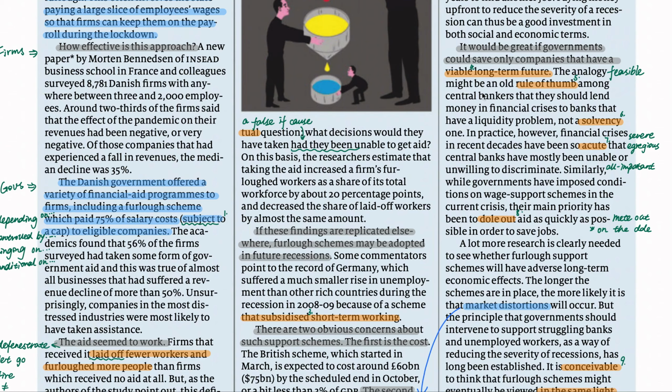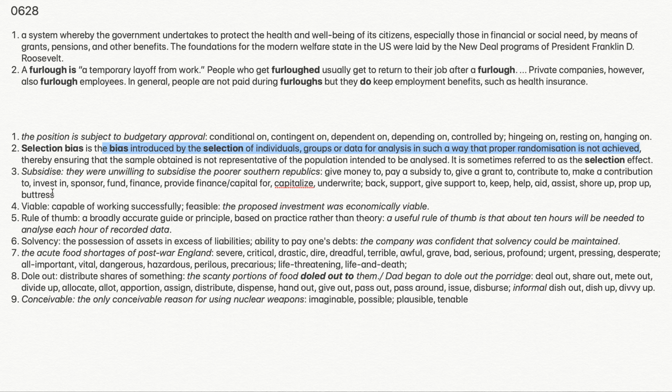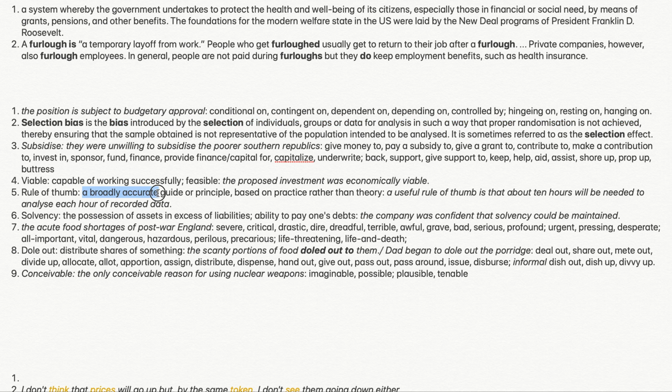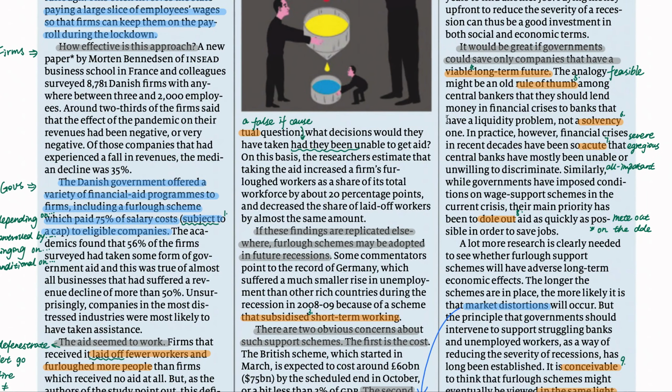The analogy might be an old rule of thumb among central banks. Rule of thumb, so if you see the word thumb, if you measure things by your thumb, it can't be that accurate, but it could be a principle guidance, as you could see right here, a broadly accurate guide or principle based on practice rather than theory. Next one, in financial crises, to banks that have a liquidity problem, which means you're having trouble making your money move in a proper way, not a solvency. Solvency means your ability to pay back your debts.